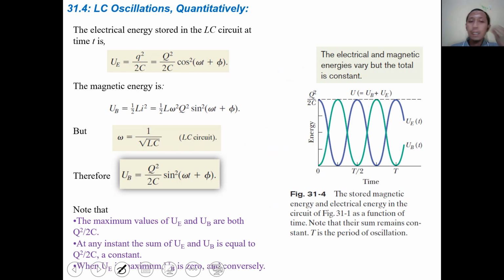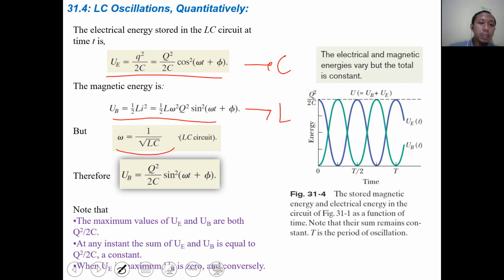Okay, and then this is the energy stored in LC circuits. We have two energies. The first one is the electric energy stored in the capacitor, U_E, equal to q squared over 2C, or Q squared over 2C cosine squared (omega t plus phi). And then the magnetic energy U_B, stored in the inductor, is a half of L i squared, equal to a half of L omega squared Q squared sine squared (omega t plus phi). We have discussed this before.